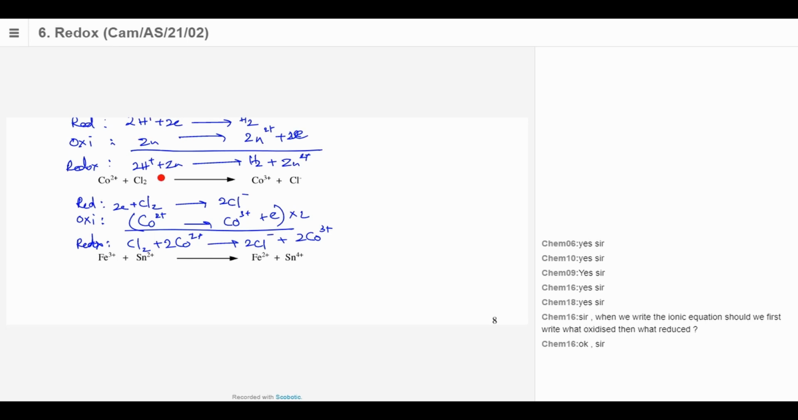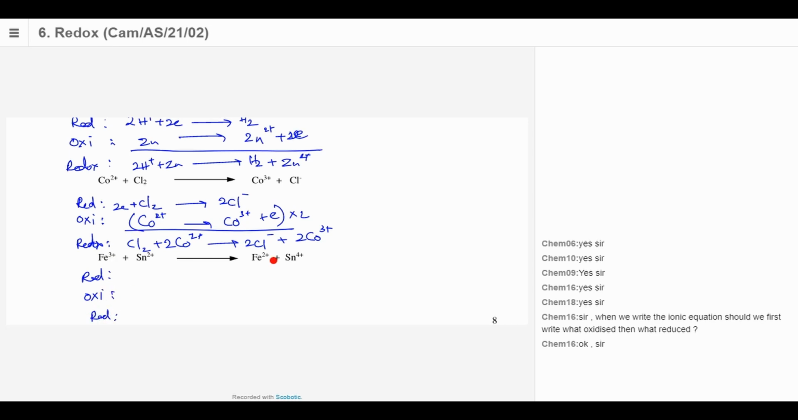So first you balance the reduction half or the oxidation half equation, but there's no such order. You can check the last question. I'm going to first write the reduction. You can also write the oxidation first.